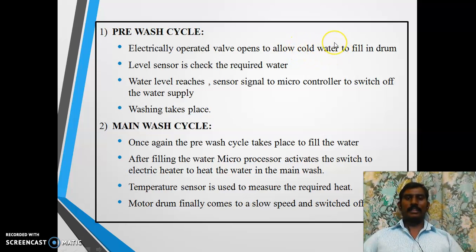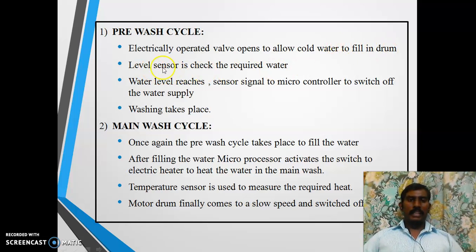In my LG fully automatic washing machine, there are 16 controls for each and every type of cloth. For that, cold water will be filled in the drum. The level sensor will check the required water level. Once the required level of water has entered the drum, the valve closes and cuts the water supply. The level sensor signals the microcontroller to switch off the water supply.